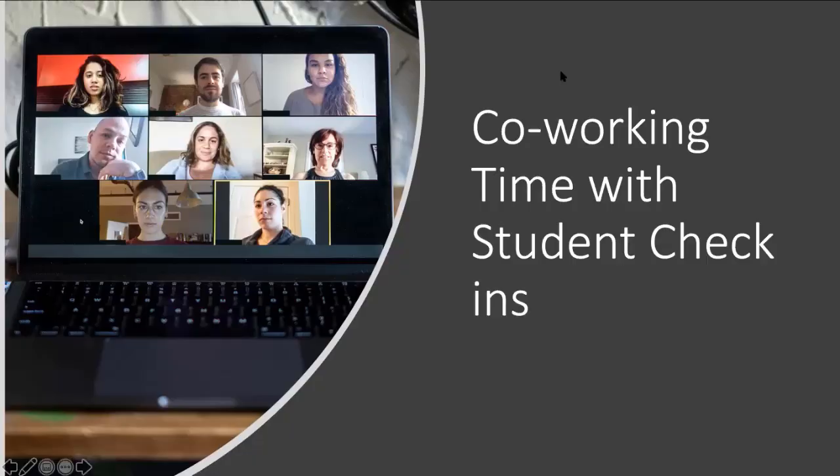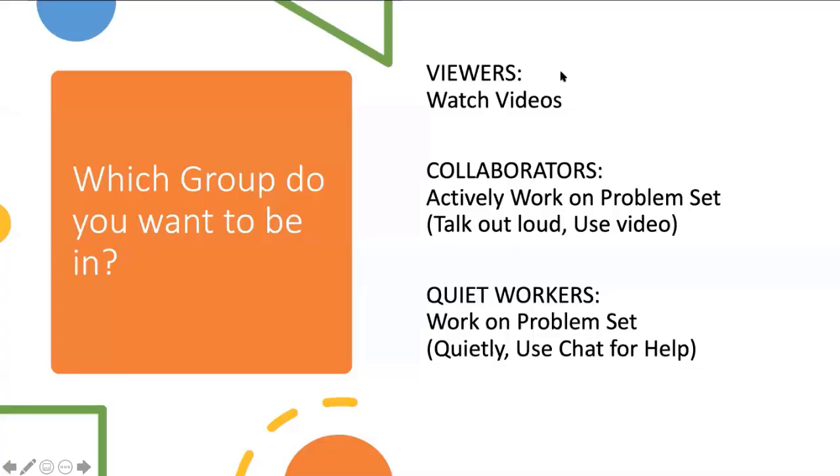For the co-working time, I have the students break into groups. They can be in the viewers room, who are still watching the videos on the topic. They can be in the collaborators room, who are actively working on whatever the latest problem set or assignment is. These are the people who want to talk out loud, who want to use video and interact with each other. For students who have watched all their videos and are already onto problem sets, this is a great use of their time because they get to talk to each other and ask each other questions. And then the third group is the quiet workers. They're done with videos, they're working on problem sets, but they don't want to talk to anybody. They just want to sit and work quietly and ask in the chat window if they have a question, right?